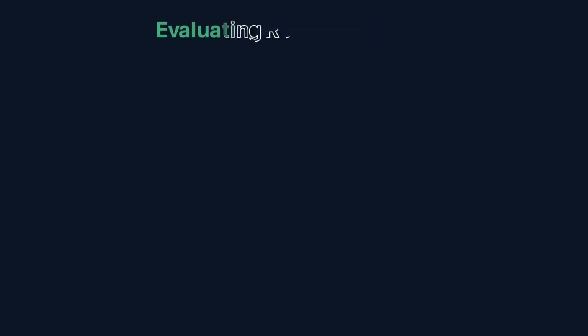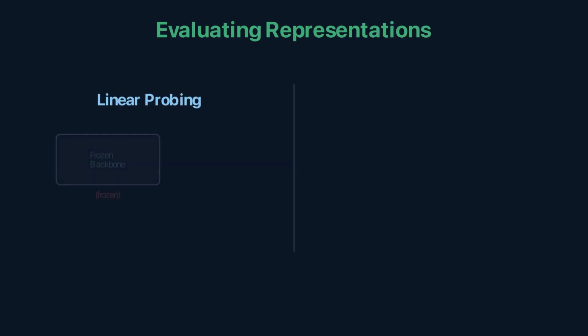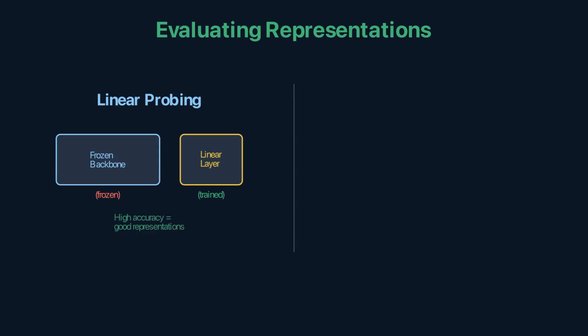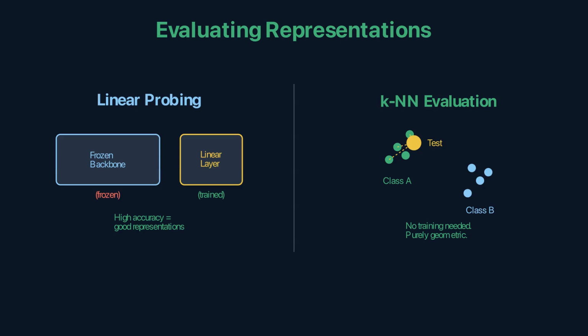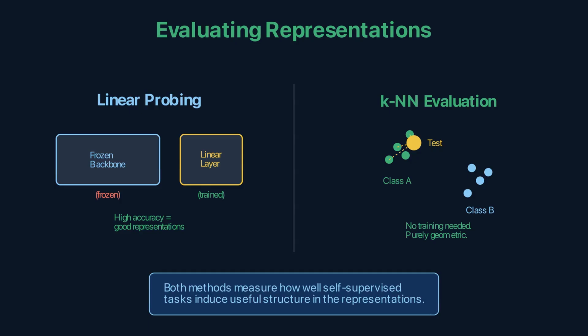How do you evaluate self-supervised representations without labels? Linear probing: freeze the entire pre-trained backbone, attach a single linear classification layer on top and train only that layer with a small labeled dataset. If the linear classifier achieves high accuracy, the frozen representations already separate the classes. They're good representations. k-nearest neighbor evaluation: classify each test example by the majority label among its k nearest neighbors in embedding space. No training at all, purely geometric evaluation of the embedding quality. Both methods measure how well the self-supervised task induced useful biological structure in the representation space.